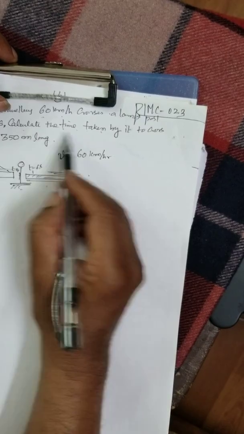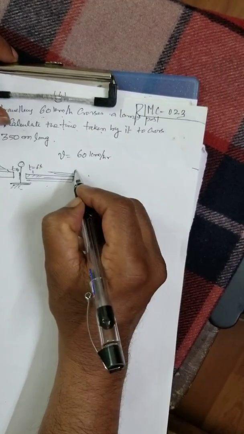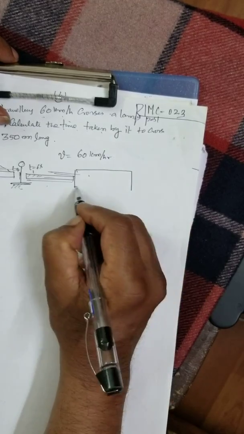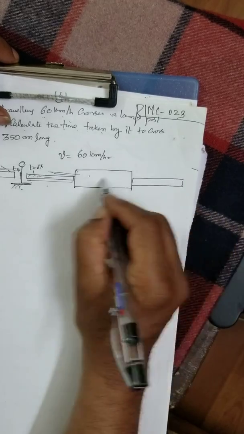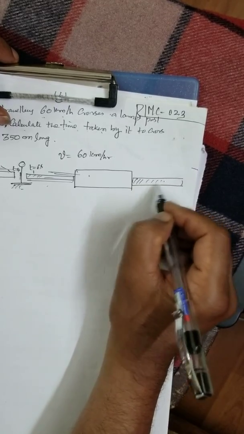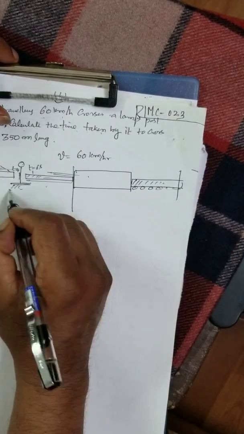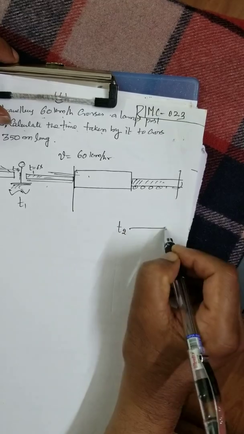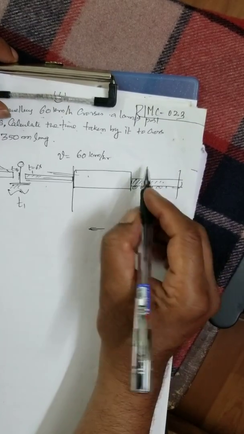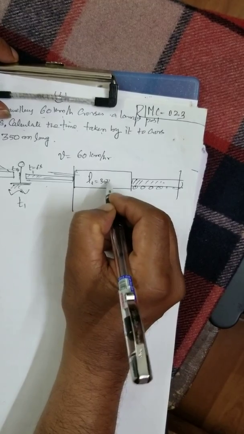Now calculate the time taken by it to cross the tunnel. Again, it is entering the tunnel and it will cross it. The train crosses the tunnel. See, this is the time t1. What is t2? It is the time to cross the tunnel. The length of the tunnel is 350 meter.